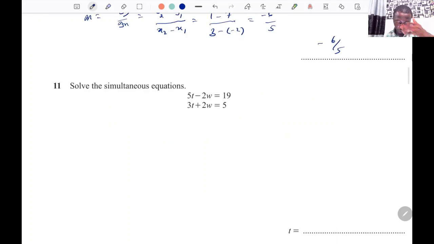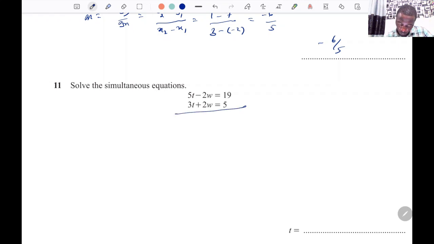Question number 11 says we should find the value of t in this simultaneous equation. We notice that we have a common term already, so we don't need to give ourselves much stress. We just do our normal elimination method. Which operation will remove this common value? It is very clear that we have -2w and +2w, so it will be easier for us to just add them, not do the usual subtraction.